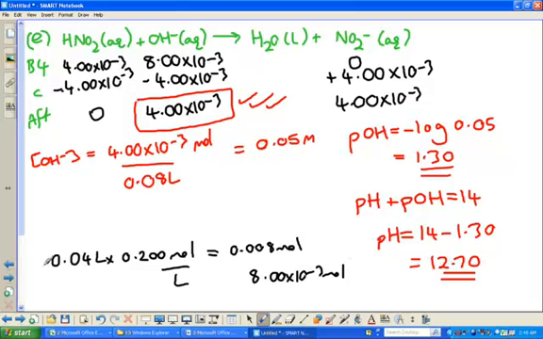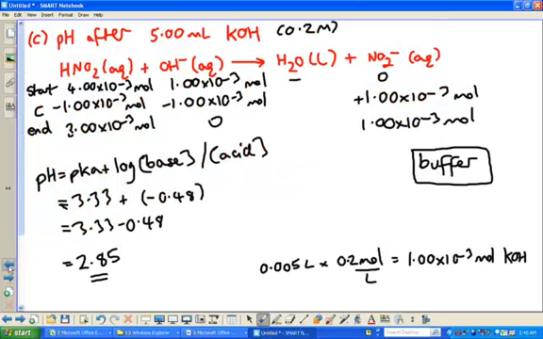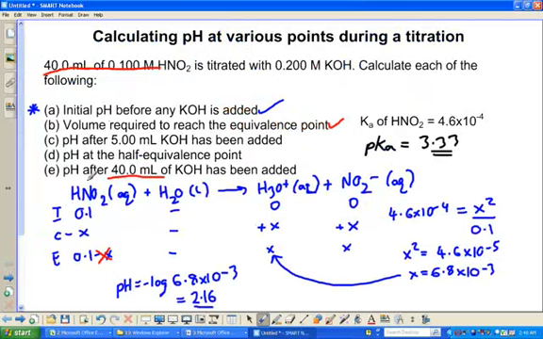So what we've done overall, I know this is kind of long, is calculate the pH of our solution at 4 different times and figure out the volume to reach the equivalence point. You can do exactly the same sort of calculation with a strong acid and strong base. It's just not quite as complex as what we've been doing here.